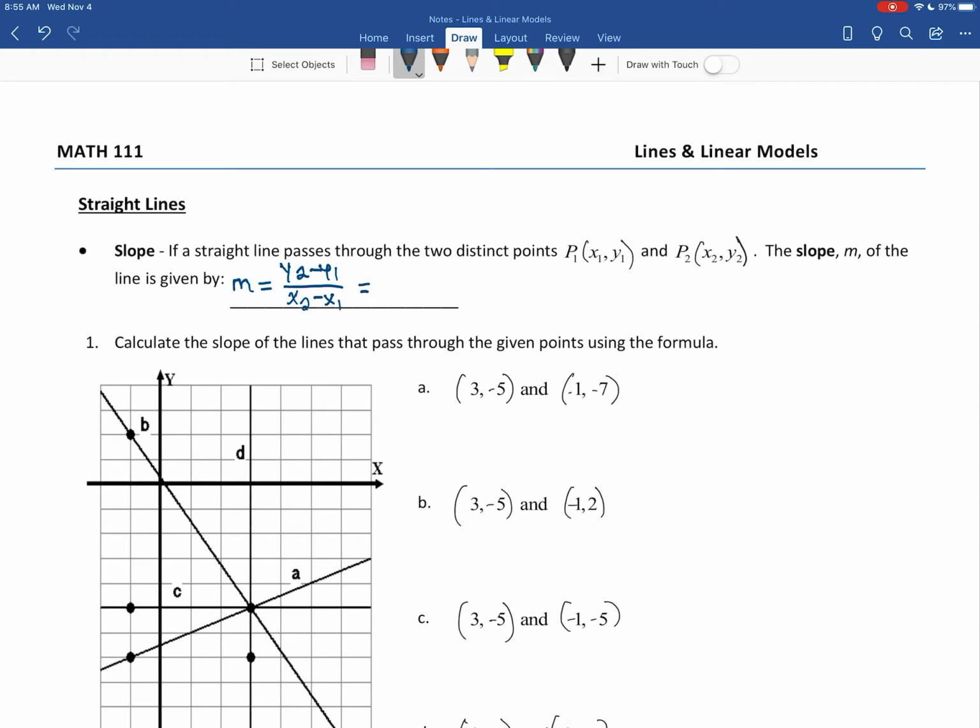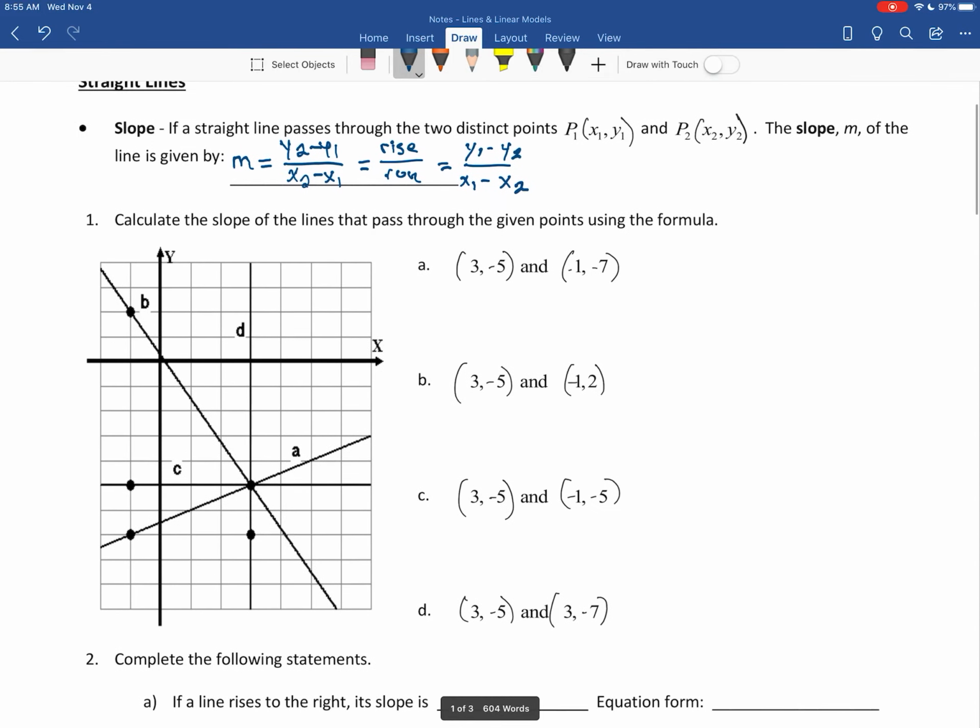And what we're calculating there is the rise, the change in the y direction, over the run, the change in the x direction. And something important to remember here is that it actually doesn't matter which way you subtract as long as you do it consistently. So I could do y1 minus y2 as long as I also do x1 minus x2. Okay, so we're going to calculate a few slopes to get started.